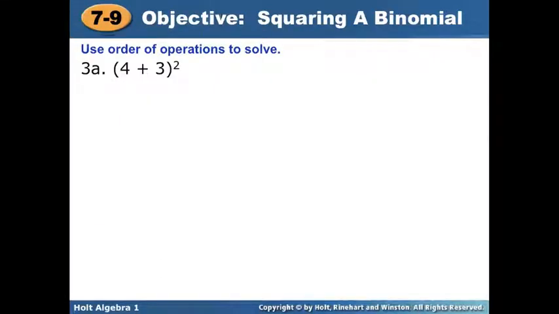Example 3a. Before we look at squaring the binomial, let's practice looking at order of operations. If we have a binomial, 4 plus 3 quantity squared, let's use order of operations to find the value. 4 plus 3 gives us 7, and then we use exponents. 7 squared is 49.